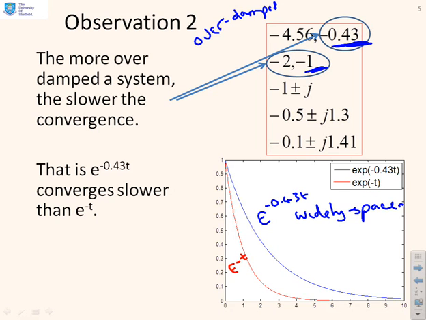spaced poles, or very overdamped, is the slowest. So it seems to be that as you increase the damping above 1 and you make the damping bigger and bigger, responses get slower.